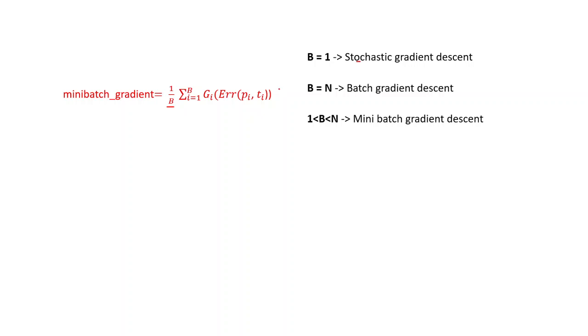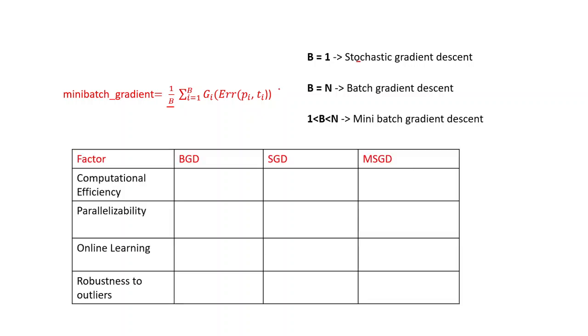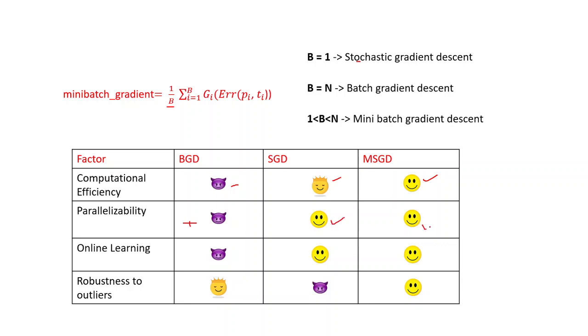So now, in order to sum up, in case of computational efficiency, batch gradient descent is truly an evil, stochastic gradient descent is best, and mini batch, of course, is not as great as SGD, but also not as bad as BGD, so it is okayish. In case of parallelizability, batch gradient descent is not parallelizable, or it's very difficult to parallelize. Stochastic gradient descent is parallelizable, and mini batch is also parallelizable.